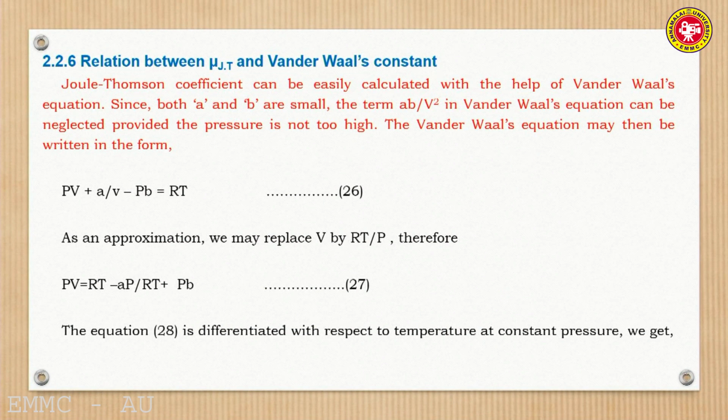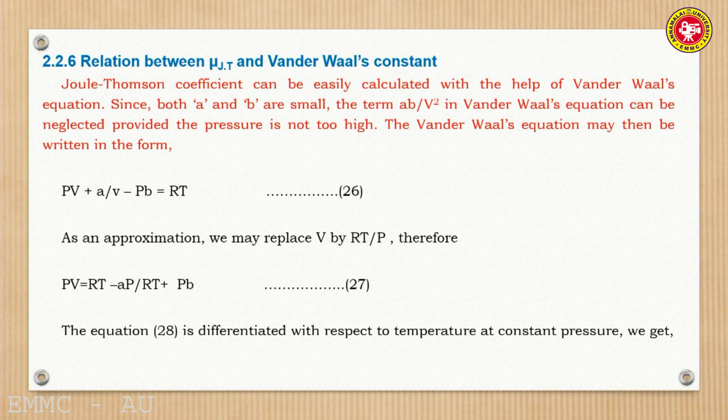The relation between μJT and the van der Waals constants. The Joule-Thomson coefficient can be easily calculated with the help of the van der Waals equation. Since both a and b are small, the term ab/V² in the van der Waals equation can be neglected, provided the pressure is not too high. The van der Waals equation may be written as PV + a/V − Pb = RT. As an approximation, we may replace V by RT/P. Therefore, PV = RT − aP/RT + bP.